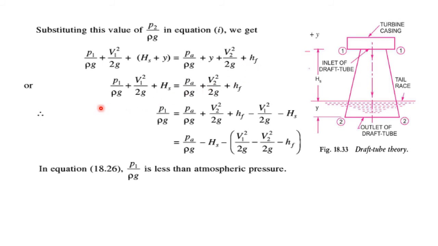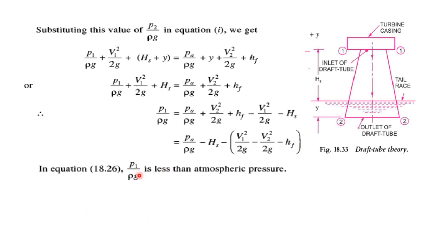Upon simplification, P1 upon rho g plus V1 square upon 2g plus HS equals PA upon rho g plus V2 square upon 2g plus HF. Y and Y cancel out. So P1 upon rho g equals PA upon rho g plus V2 square upon 2g plus HF minus V1 square upon 2g minus HS, which equals PA upon rho g minus HS minus bracket V1 square upon 2g minus V2 square upon 2g minus HF.